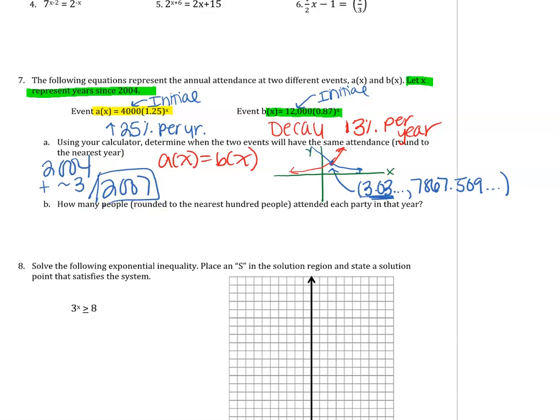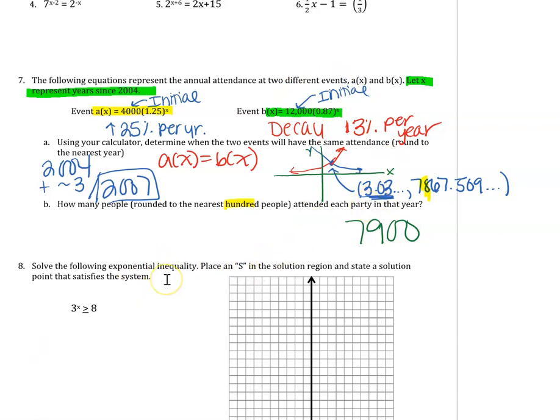How many people to the nearest 100 would attend the party that year? Well, ones, tens, hundreds, we're rounding to that place value, so you should be thinking 7,900 people would be at each party. It says party. I love how it starts as an event and then all of a sudden it's a party.